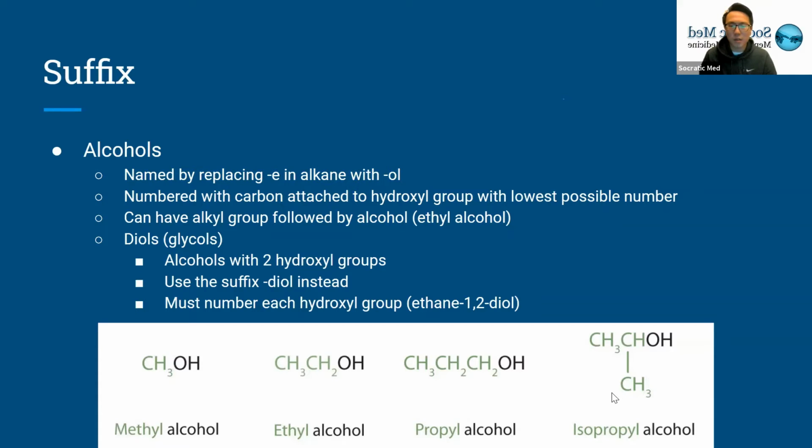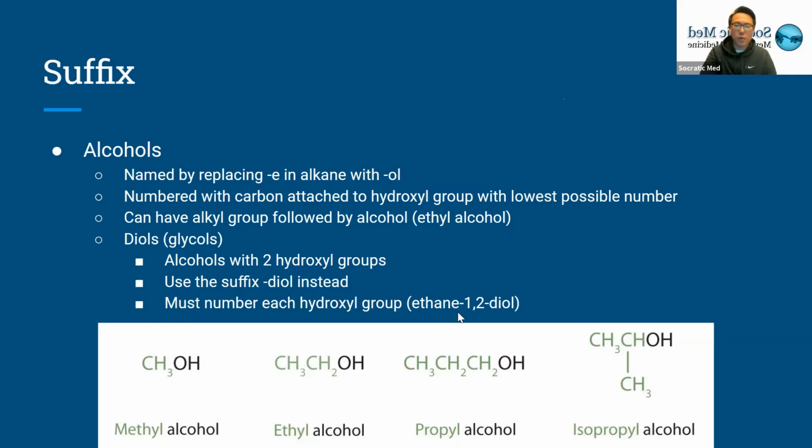less common. And then for molecules with multiple alcohol groups, so for diols or glycols, you can use the suffix diol instead. So this is any alcohol with 2 hydroxy groups. When they have 2, you still have to specify the position of both alcohols. You have to number the hydroxy groups.